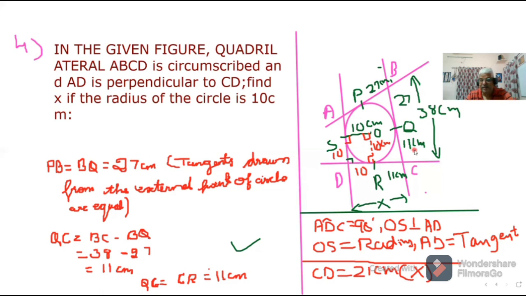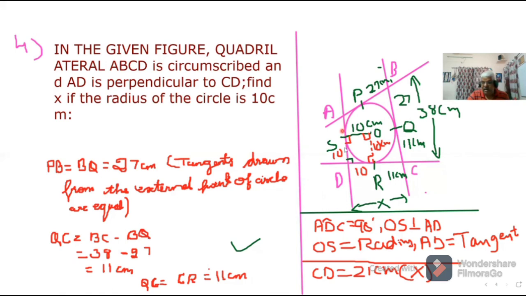Second. Now, the third stage begins. C is the external point. CR and CQ are the tangents. Therefore, CQ is 11 centimeter and RC is also equal to 11 centimeter because the tangents drawn from the external point are equal. Now, we got this RC measurement as 11 centimeter. Next, I come to the next part, DS.